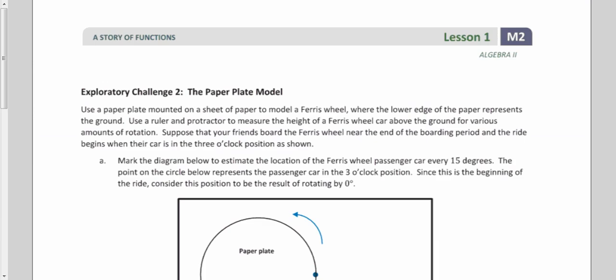How can we create a more precise sketch? I'm going to skip that one.